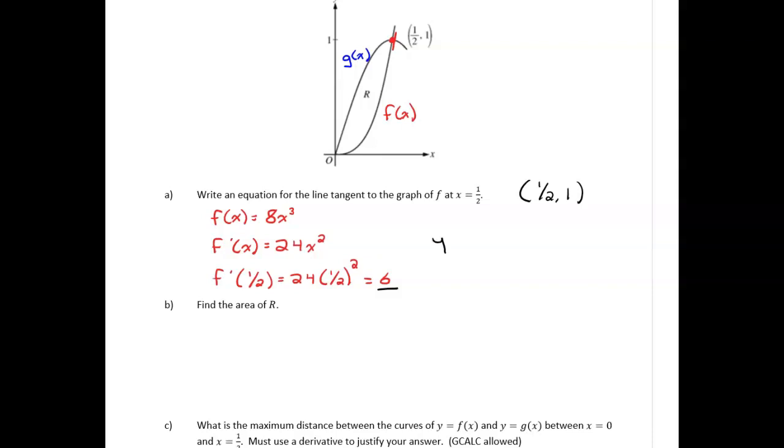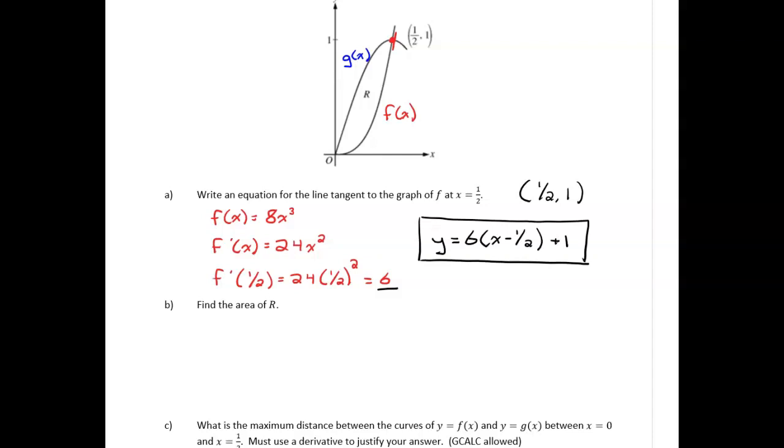So then I am lazy. I'm just going to write this in point slope form. We have 6. We want to shift to the right by 1/2, so minus 1/2. And then finally up by 1, plus 1. So that right there is the equation of the line tangent to the graph of f at x equals 1/2.